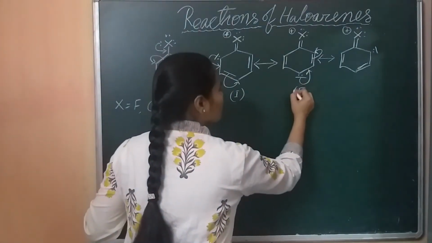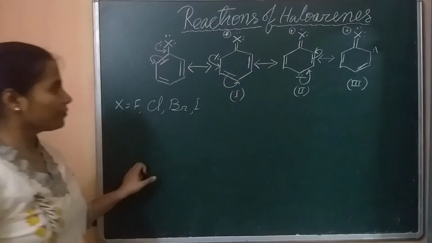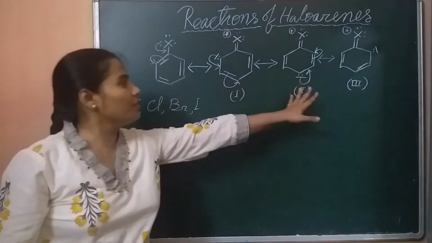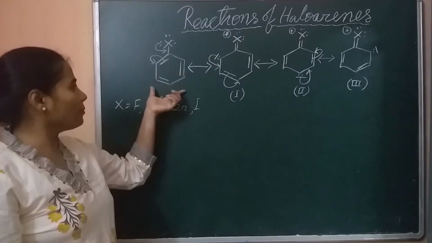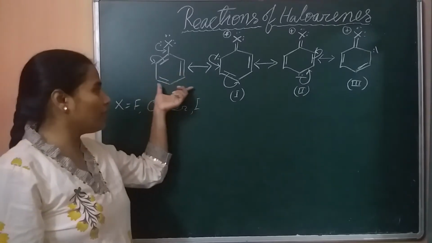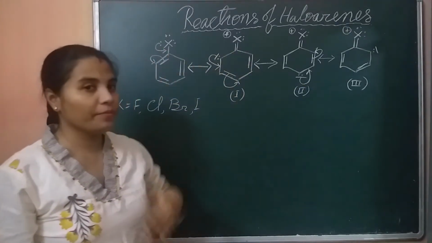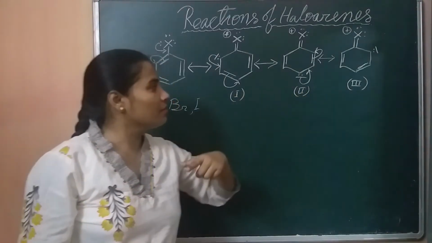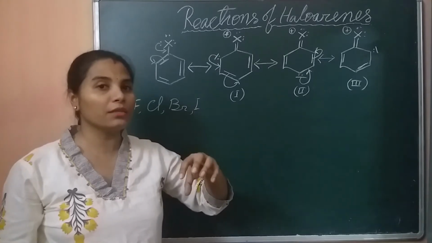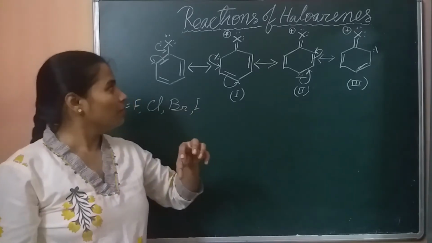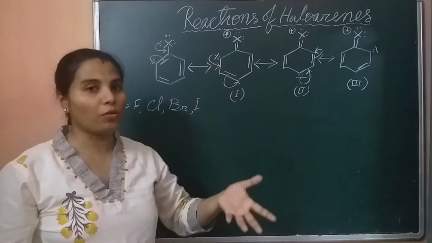Now, how many resonating structures do we get? 1, 2, and this is 3. So these are the resonating structures of this halobenzene. You can take chlorobenzene, bromobenzene, iodobenzene, or fluorobenzene, like this. So this haloarene will undergo resonance in this way. From these resonating structures, have you noticed a very important point which will affect the reactions in which haloarene will be involved?